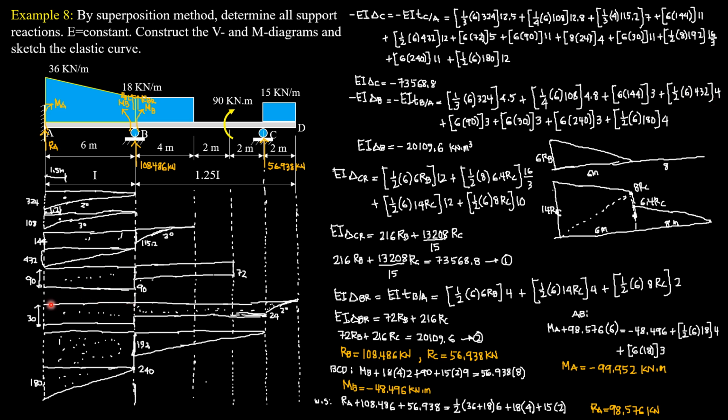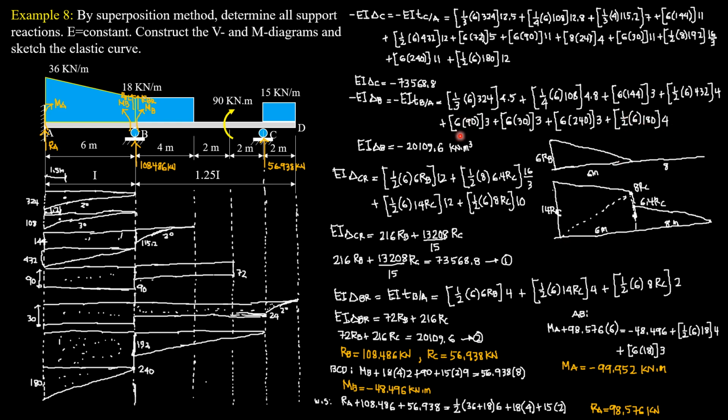Then for this rectangle here, 6 times 30 times 3. Sorry, 6 times 90 times 3 for this rectangle. Then for the next rectangle, 6 times 30 times 3. Then for this big rectangle, 6 times 240 times 3. Then finally, for this triangle, 1 half of 6 times 180, 2/3 of 6, so 4. 1 half of 6, 180 times 4.